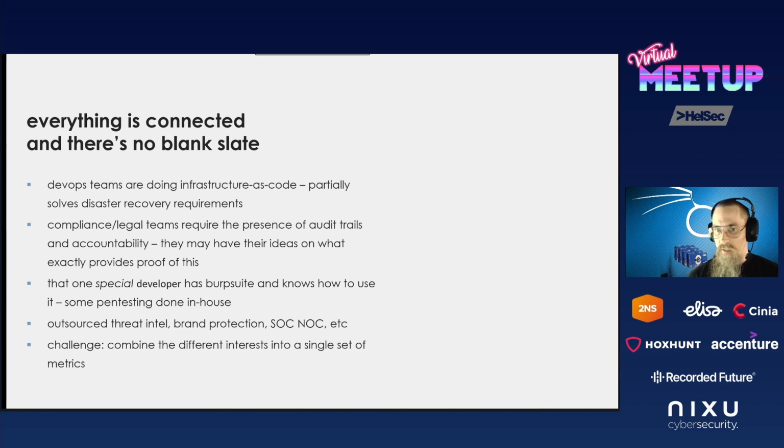And some teams, which were doing a really heavy infrastructure as code kind of stuff, for example, solved some requirements that are related to disaster recovery. And some other teams or products that didn't do that but used some outside services had different situations and so on. And the challenge would be to combine all the different interests and situations in a single set of metrics, which is still simple to use.